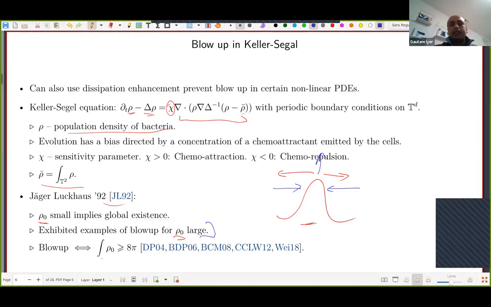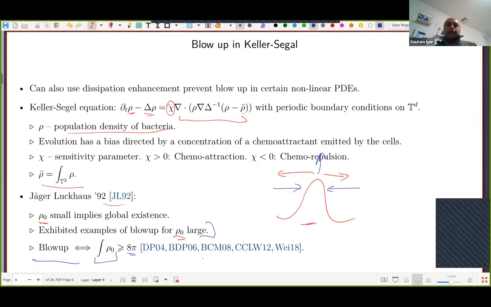The record now is that if your initial mass is greater than 8 pi, that's necessary and sufficient to have blow up. And there are a lot of results on this, starting from Dolbeault and Perthame in 2004.